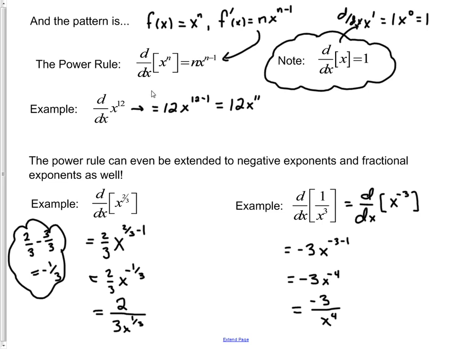So this is a really useful rule, and we're going to see that we're going to come across this over and over again in the next few chapters. So this is a really central one for us.